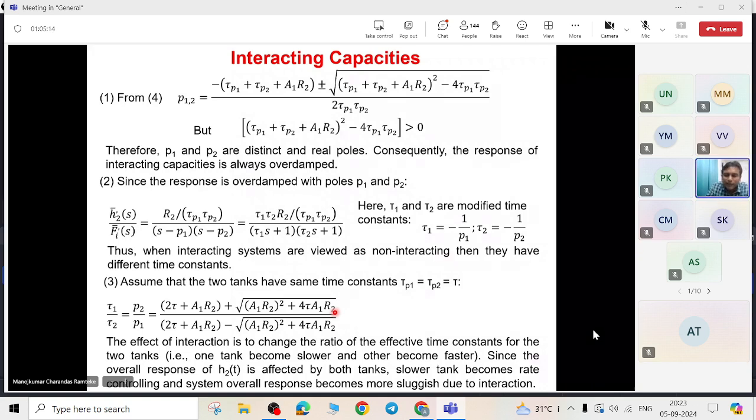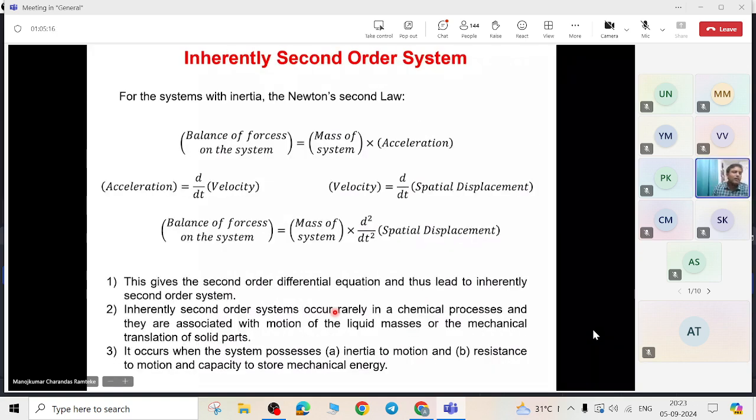Okay. All right. So far we were looking at second order systems when we have multiple capacities in series. Remember I said we can get a second order system in three ways. The first way is when we have multiple capacities in series, then we get a second or higher order system.